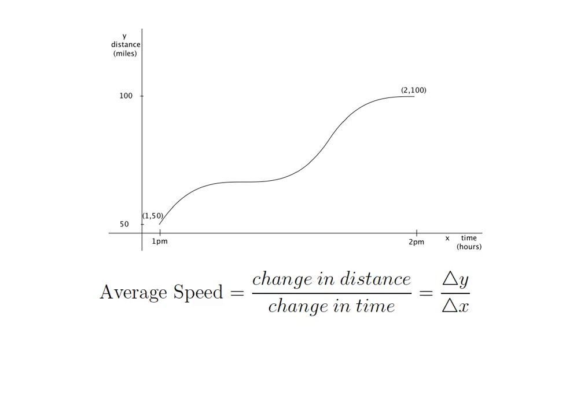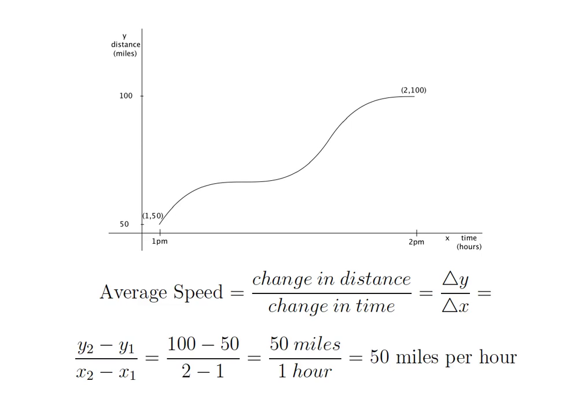Our average speed is the change in distance over the change in time, which is represented by delta y over delta x, the Greek symbols for d, delta, which represent change mathematically. Our equation for this is y2 minus y1 divided by x2 minus x1, and that is equal to 100 minus 50 divided by 2 minus 1. That equals 50 miles over 1 hour, or, as we said before, simply 50 miles per hour.